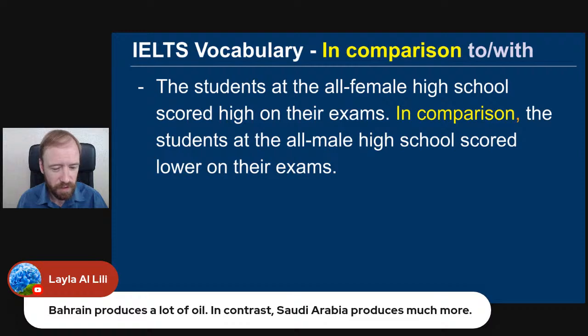Bahrain produces a lot of oil. In contrast, Saudi produces much more. So again, I would say you could say that, but I would use in comparison. So here's a good example. If you said Bahrain produces a lot of oil, in contrast, Korea produces no oil. So that's a good contrast: a lot of oil, no oil. But you're saying Bahrain produces a lot and Saudi Arabia produces more. You can use in contrast, but I would say this is a good place to use in comparison also.